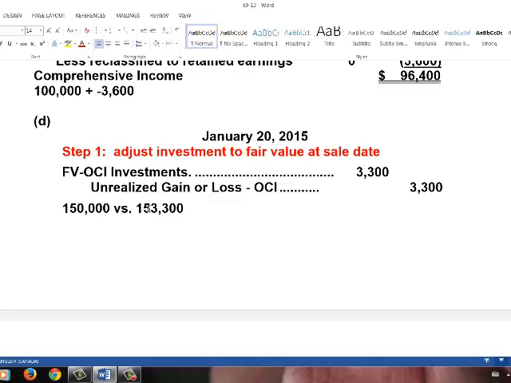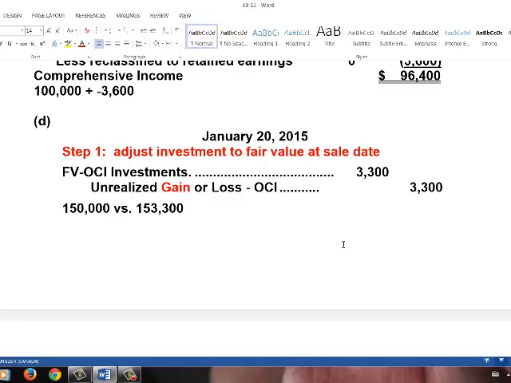So we've got to bring them up by $3,300, which is this little guy here. This $3,300 amount, right here. So we've got to adjust it from $150,000 to $153,300 to bring it to its fair value at the date of sale. So we're going to debit the fair value through OCI investment and credit the unrealized gain or loss going through OCI, which in this case would be a gain, right? Because it's going up to $153,300 at the sale date, and that's going to be $3,300.